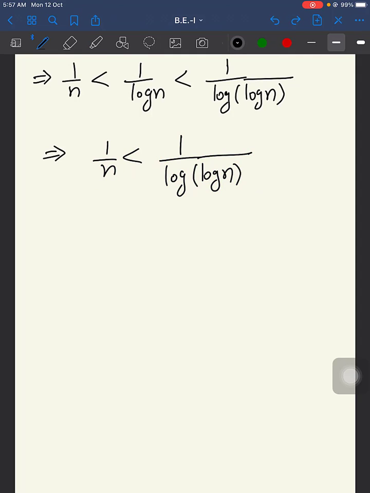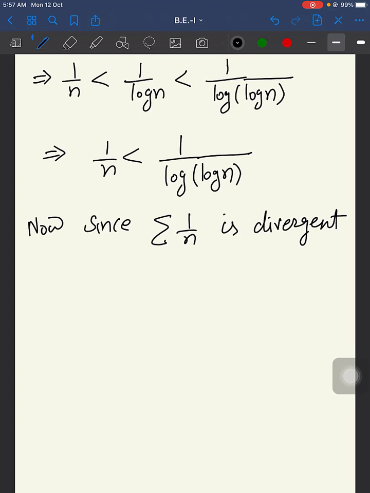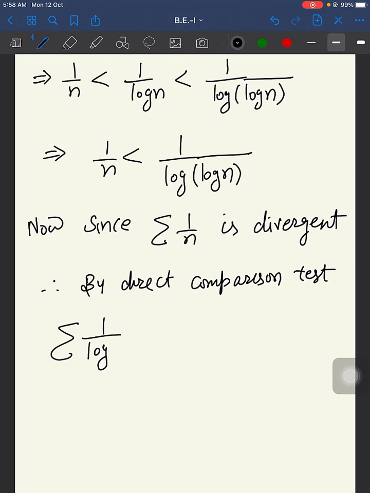So now, since summation 1 by n is divergent as it is harmonic, therefore by the direct comparison test, summation 1 by log of n is also divergent.